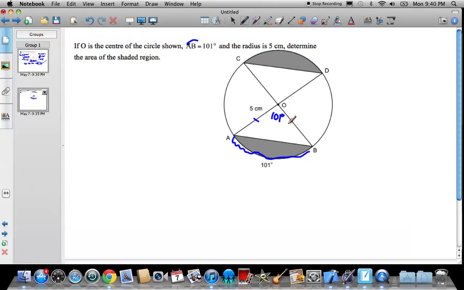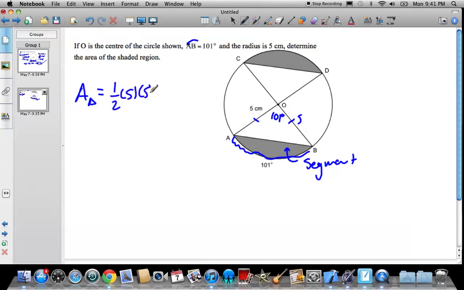These are just radii, so these are all 5. This, if you remember, is called a segment. So the segment is equal to a segment up here, so we're okay with that. So what we can do now is the math. We can figure out the area of this triangle right here, figure out the area of the entire sector, and then we can subtract them. So let's see. Area of the triangle, I'm just going to make a little triangle here like that.